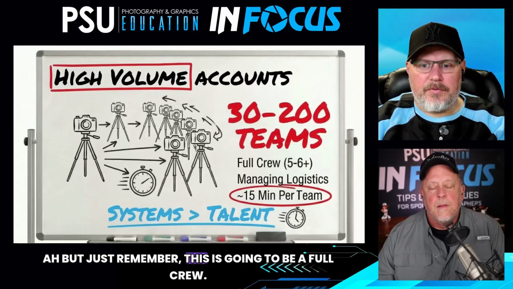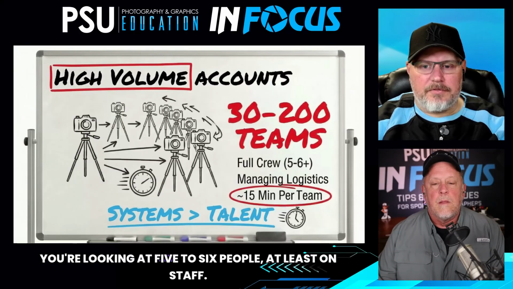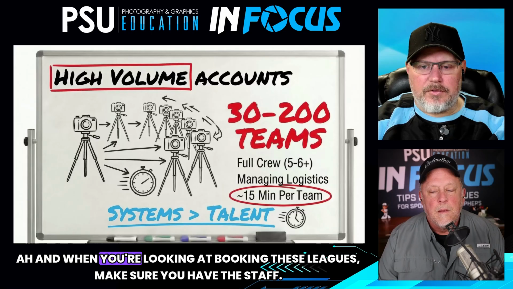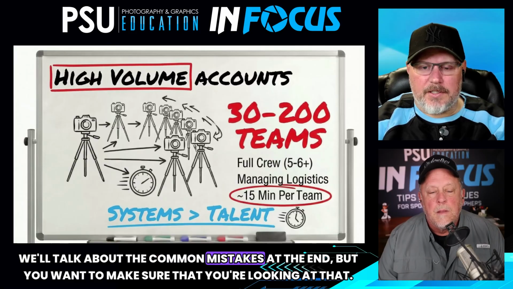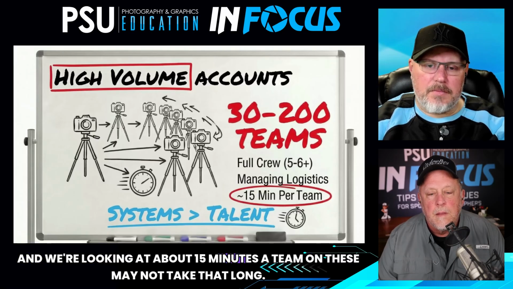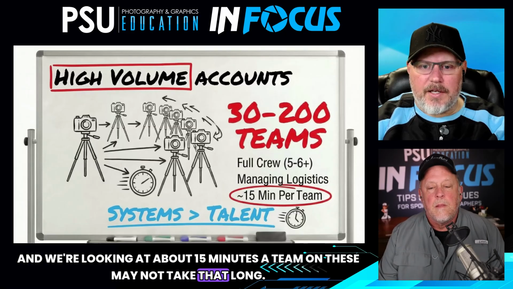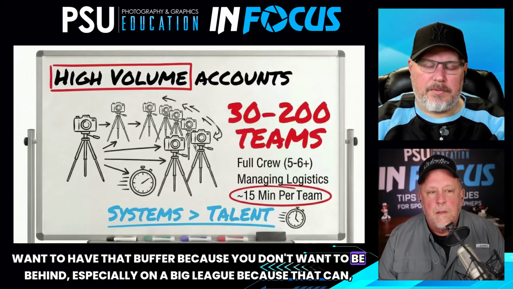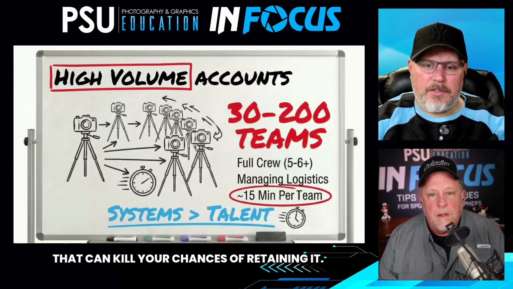But just remember, this is going to be a full crew. You're looking at 5 to 6 people at least on staff, and when you're booking these leagues, make sure you have the staff. We'll talk about the common mistakes at the end. You gotta manage the logistics properly, and we're looking at about 15 minutes a team on these. It may not take that long. Typically we were in the neighborhood of 8 to 10 minutes a team, but you wanna have that buffer because you don't wanna be behind, especially on a big league, because that can kill your chances of retaining it.